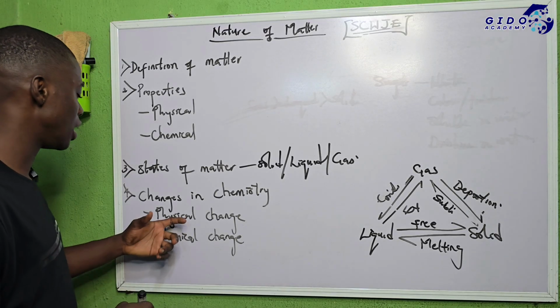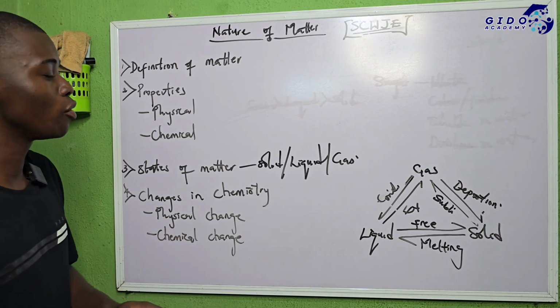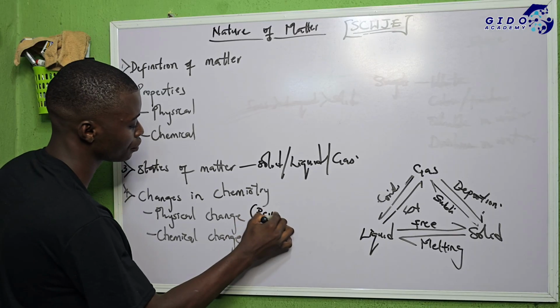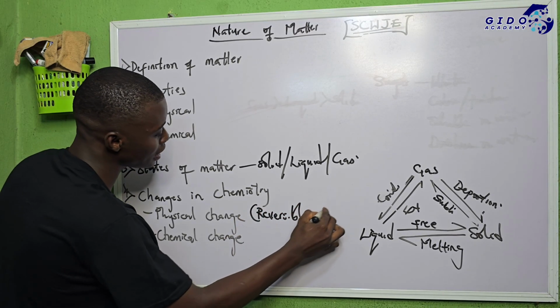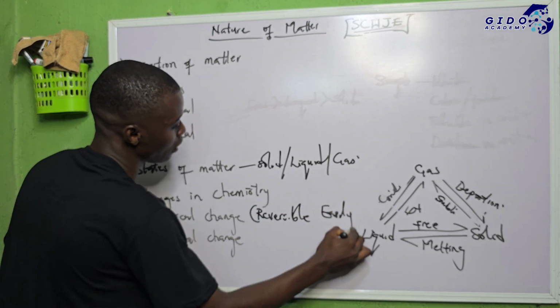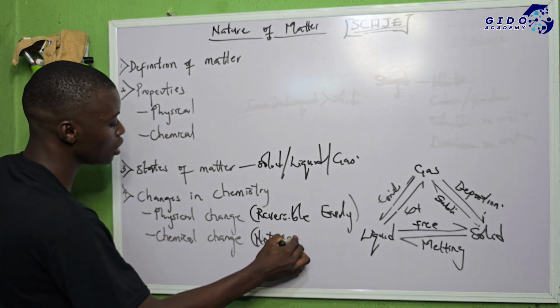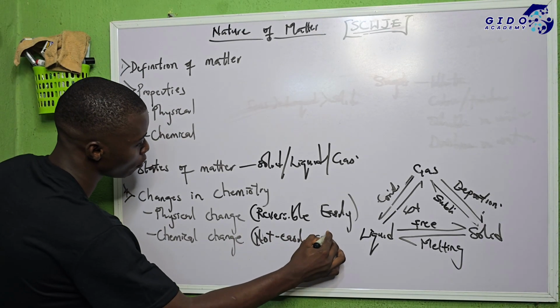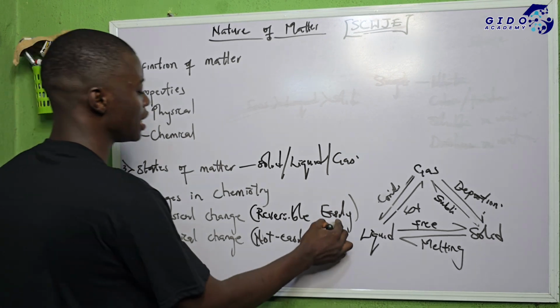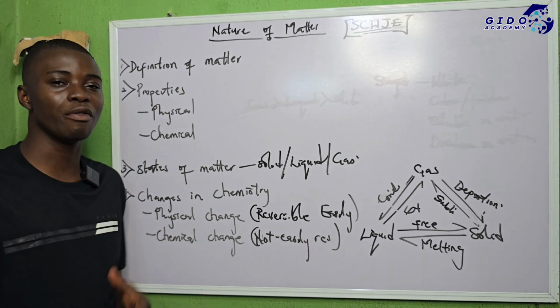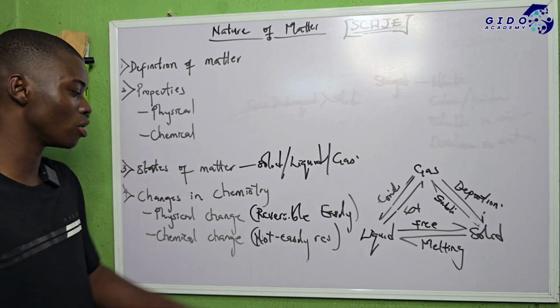Okay, apart from this I've explained, there are two changes majorly that occur in chemistry. Is that the physical change or the chemical change? Physical changes are usually easily reversible. Why chemical change? They are not easily reversible. But is it true that they can be reversed? Yes, but they are not easily reversible. Most of them are not even reversed.